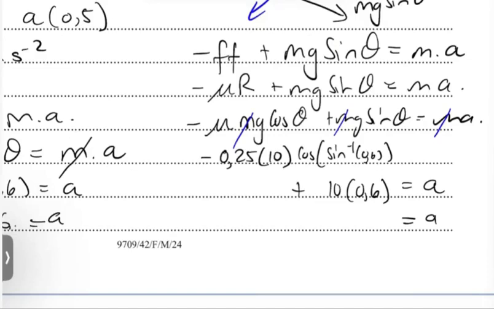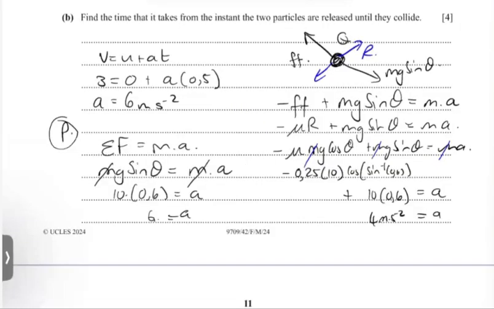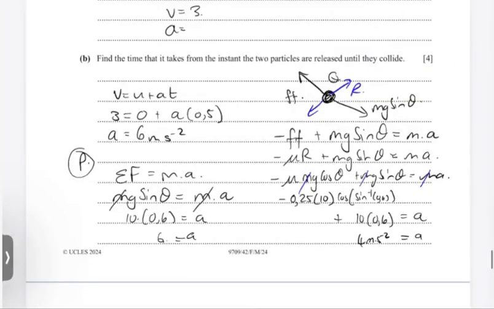0.25 times 10 times cos of the inverse of sine of 0.6 plus 10 times 0.6. So this has an acceleration of 4 meters per second squared. Okay, cool. So that's less than 6 meters per second squared. So that is at least good to know. Okay, so what we can see now is that the mass is actually irrelevant for these types of questions. I have actually seen that before, but what we are going to say now is that when P hits the rough patch, it's basically going to slow down to 4 meters per second squared in terms of its acceleration.